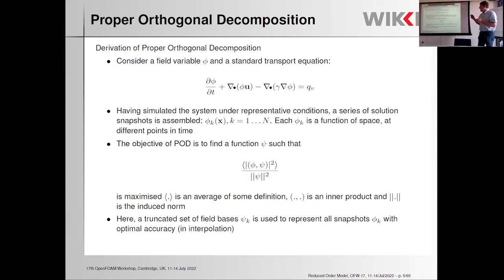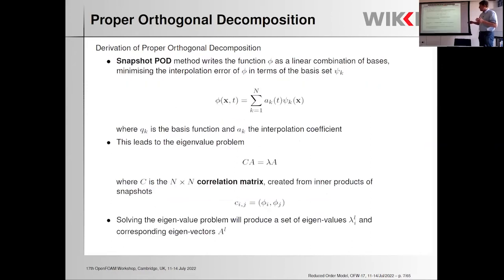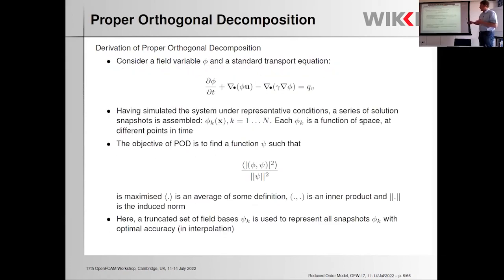Okay, so the objective of proper orthogonal decomposition is to go for a bunch of snapshots of field phi into something called psi, which is my functional basis, that approximates those snapshots well. The result of it will be that I can take any snapshot, that slide, and I can represent it as a sum of a_k of t. This is a single floating point number multiplying the basis field. Okay? And we do that by minimizing a norm that I have here, which basically says that (phi dot psi) squared divided by psi squared is maximized, meaning that the error is minimal.